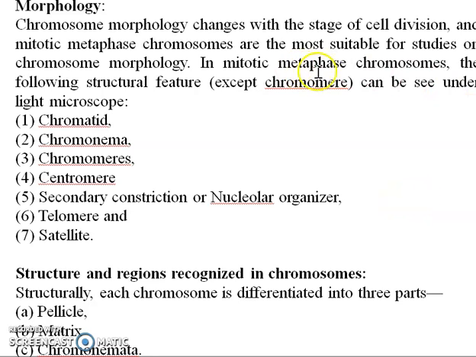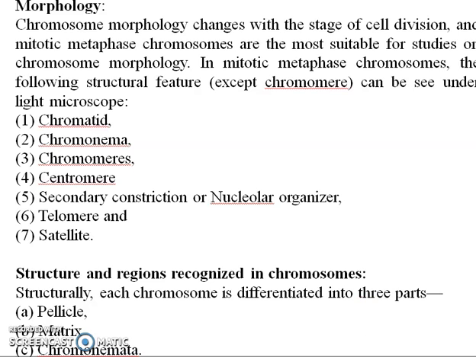In mitotic metaphase chromosomes, except for the chromomere, we can see all the structures under the light microscope. Then, coming to the structures and regions recognized in a chromosome: structurally, each chromosome is differentiated into three parts. One is the pellicle, then the matrix, and the chromonemata.